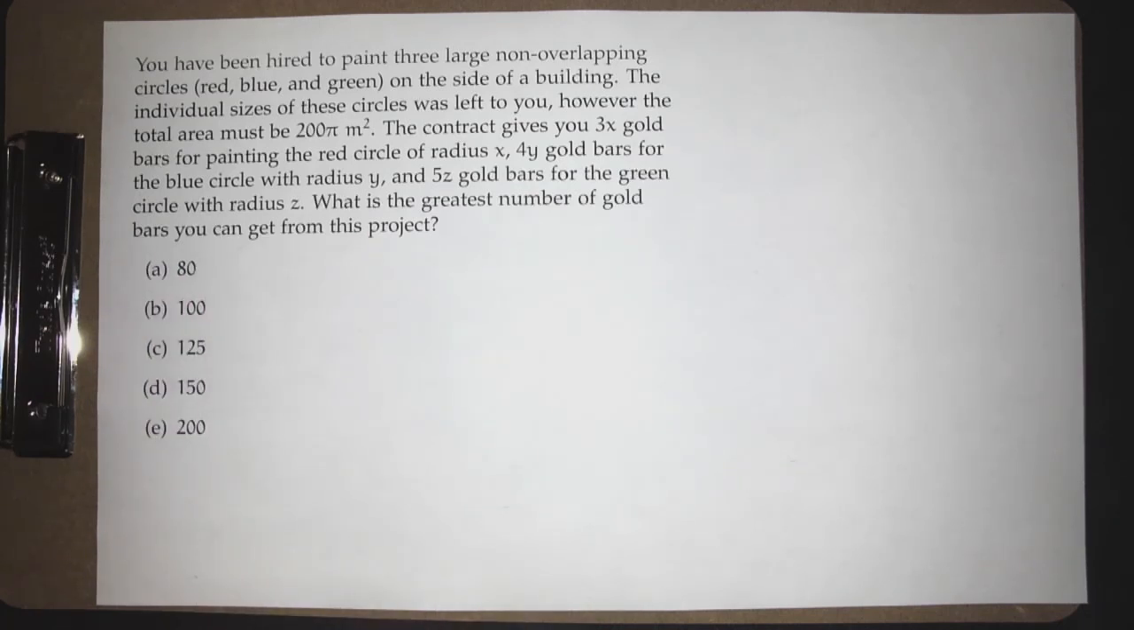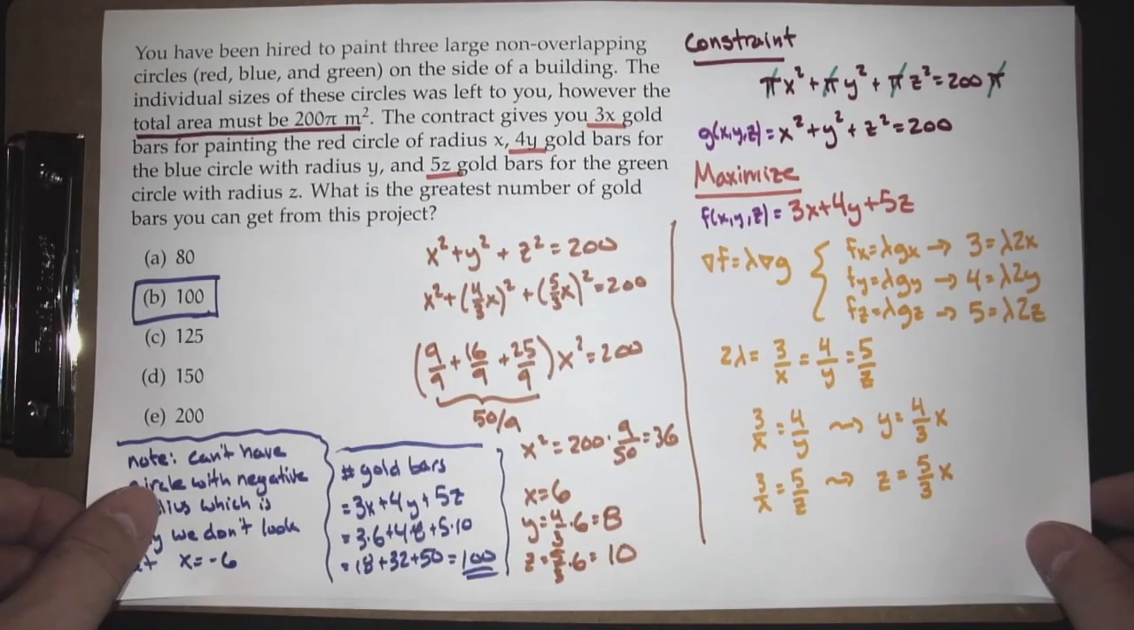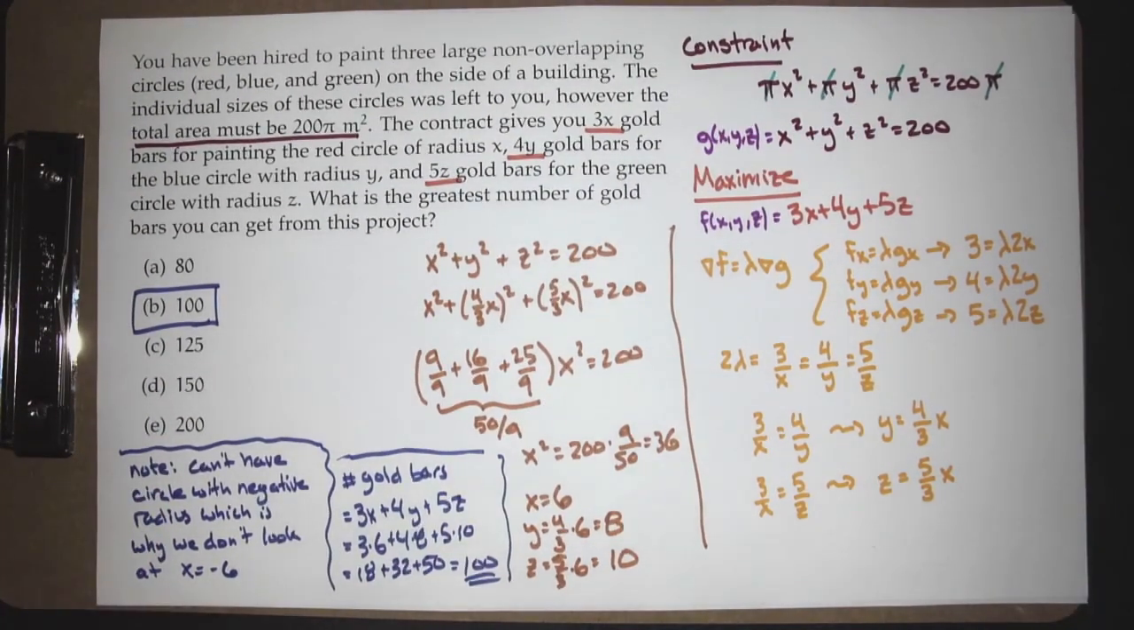So there's some options here: 80, 100, 125, 150, or 200. Do we have an answer? Do we have a guess? C. That's a lot of gold. We can't make that much. B. Only can make 100 gold bars.